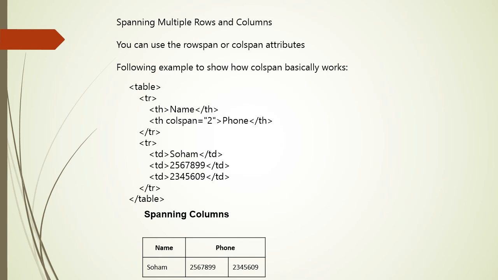Let's try the following example to understand how colspan basically works. Table, tr, th, heading we are giving as name. Next, th colspan is equal to 2, phone. /tr. Now in table data we are giving the name of the person and his two phone numbers. So the output of the above program will be this way: spanning columns, and here the name of the person will appear, and as we have colspan for phone, it will look this way as shown in the slide.